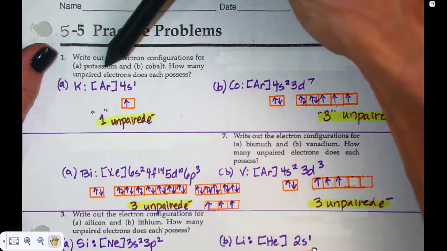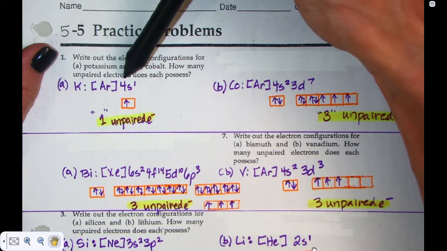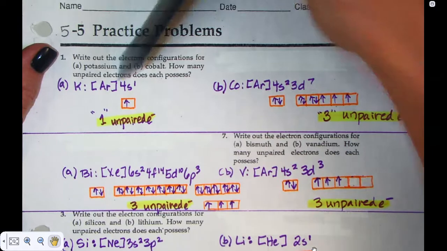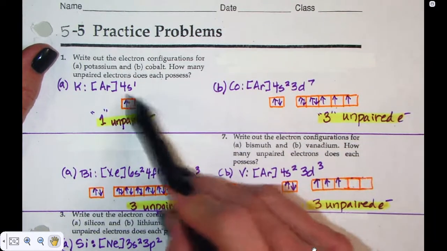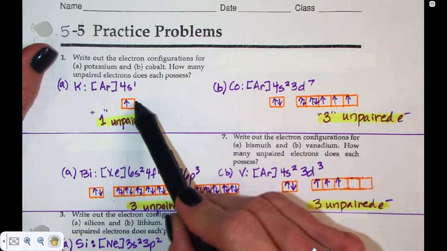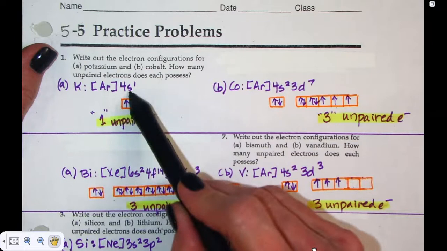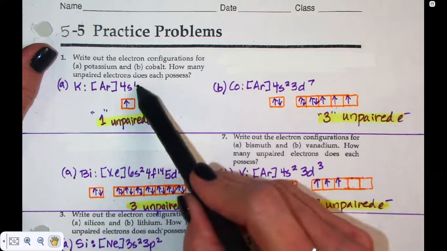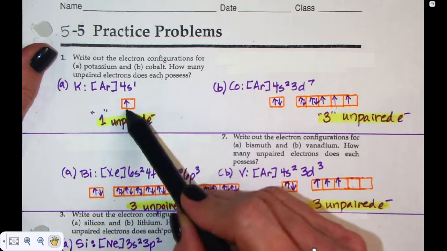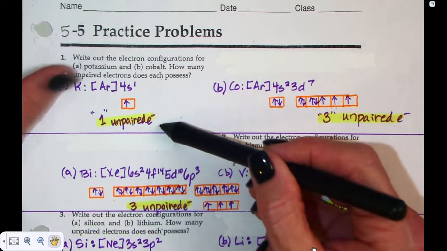So for potassium's electron configuration, you should have argon in brackets 4s1. When you get ready to determine how many unpaired electrons the element has, what you want to do is go to the end of your electron configuration and draw your orbital boxes. So what I did here is I drew one box because it was the s orbital. And then it says that's the 4s1, which means it has one electron in the orbital. So I put one electron in it. And now based on what I see there, there's one unpaired electron.